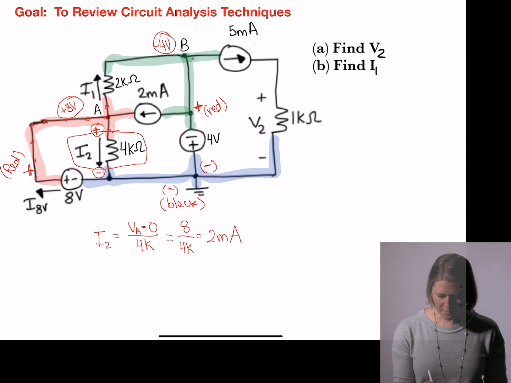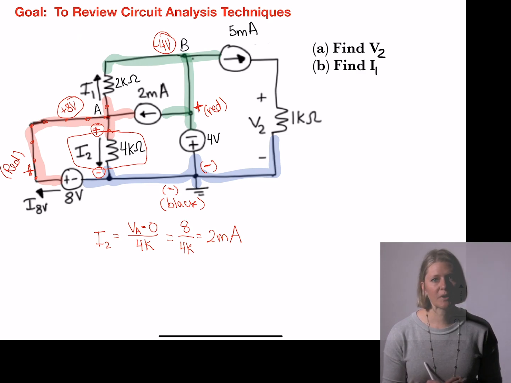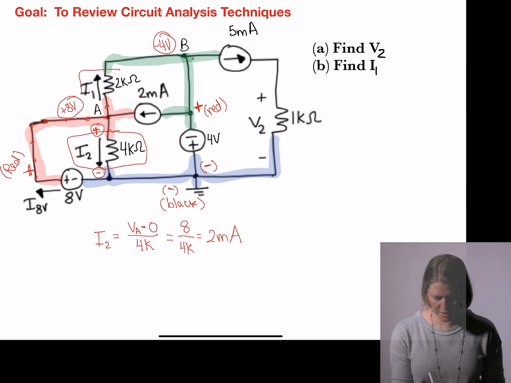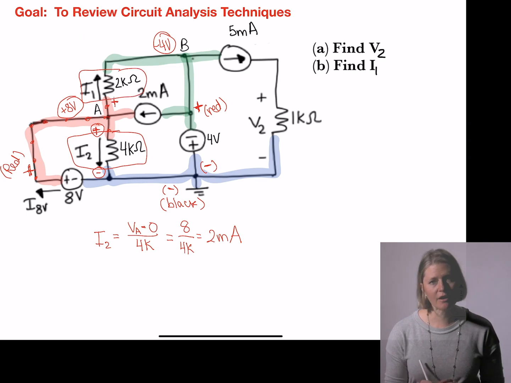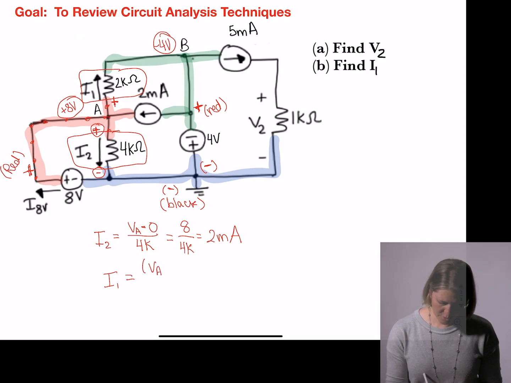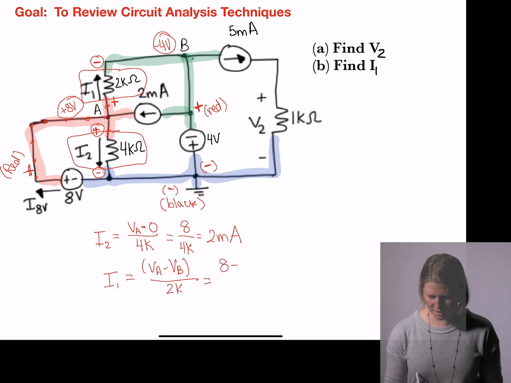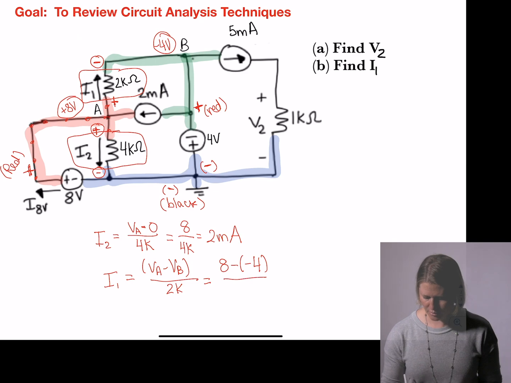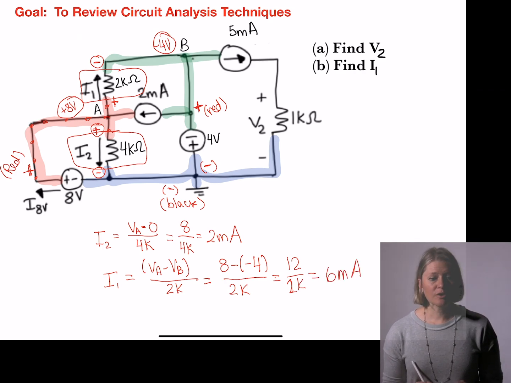By that same idea, I can find the current I1. Again, I'm going to start at the positive side of the current, which is VA, and subtract off the voltage that's at the negative side. So I1 is going to be VA minus VB over the resistance of 2K. And in this case, I have 8 minus, and the value there is a minus 4. And so I get 12 over 2K to give me a value of 6 milliamps. So this was one of my goals, was to solve for this I1.